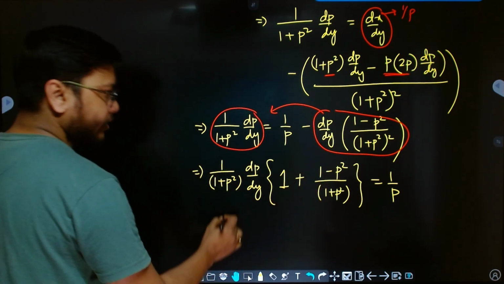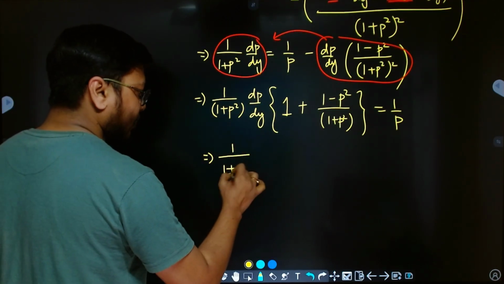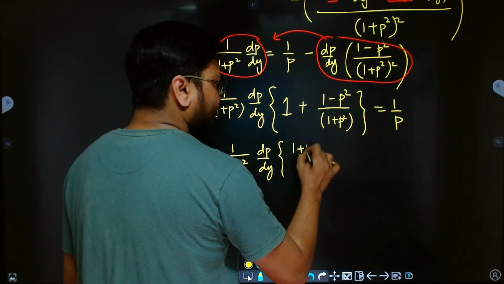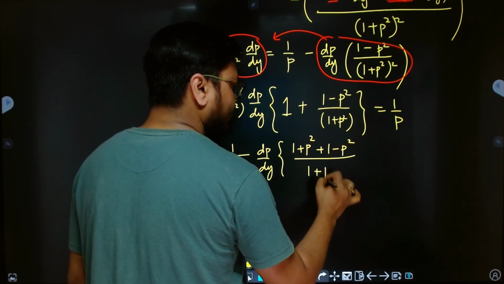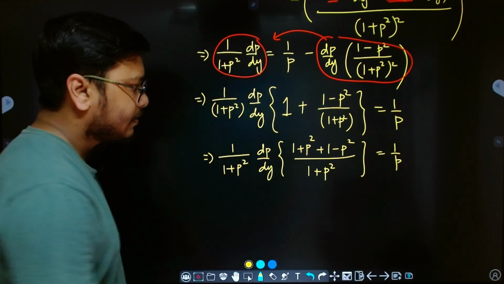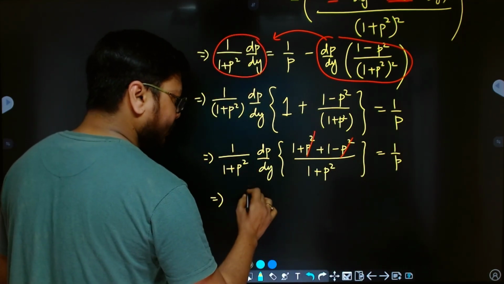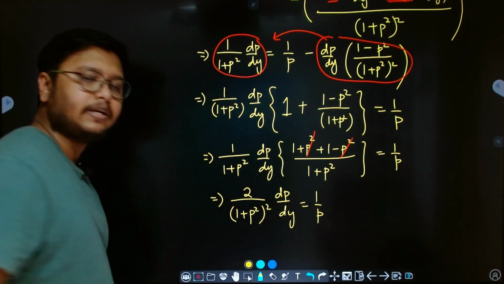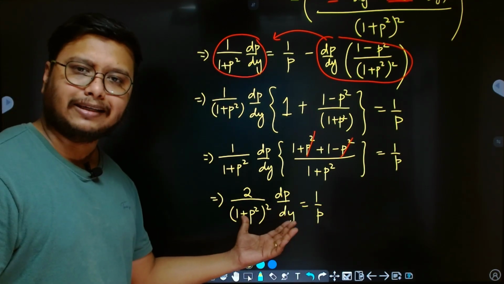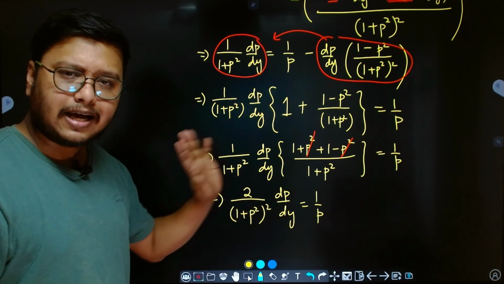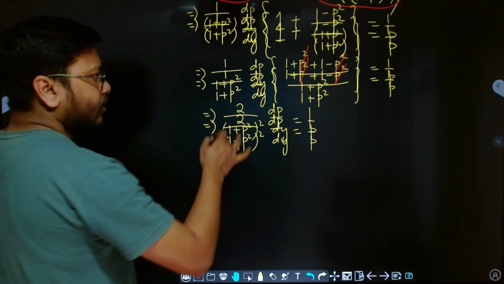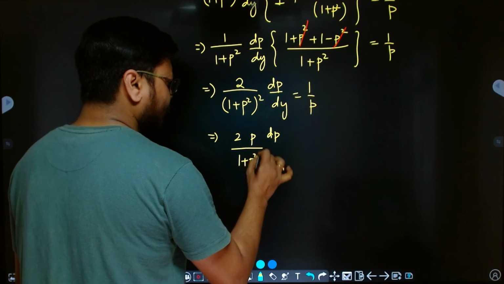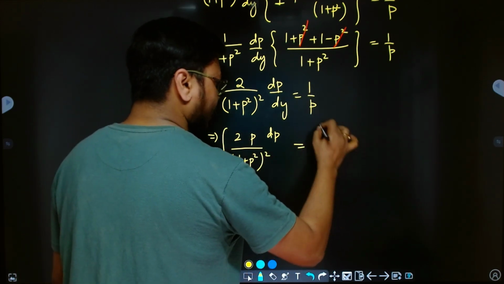So if I do some simplification over here, 1 by 1 plus p square dp dy, if I do an LCM, I'm going to get 1 plus p square plus 1 minus p square by 1 plus p square, equals 1 upon p, right? The p square gets cancelled and I'm left with 2 over 1 plus p square whole square dp dy equals 1 upon p, right? So here I don't have any unnecessary variable x present, only p and y are present. I can separate the variables and do my integration, right? So I'll just separate the variables. 2p dp by 1 plus p square whole square equals dy, right?